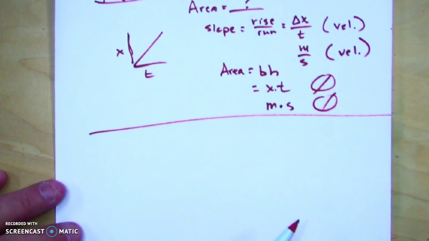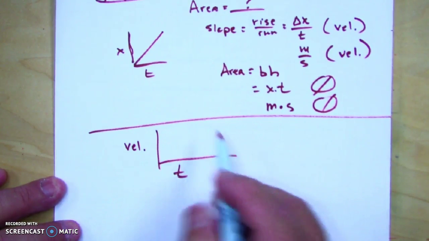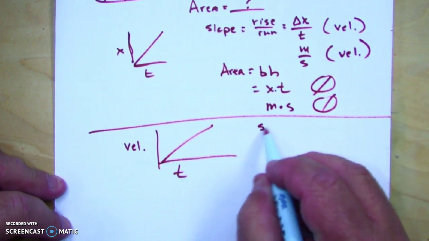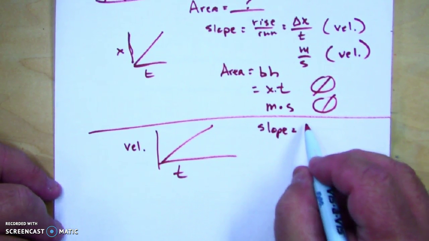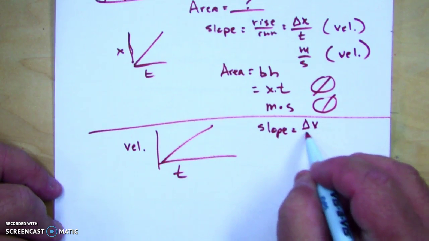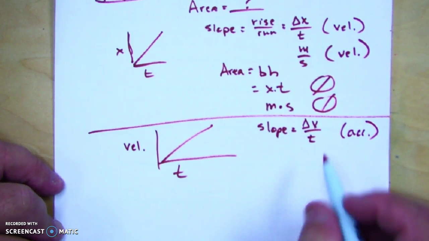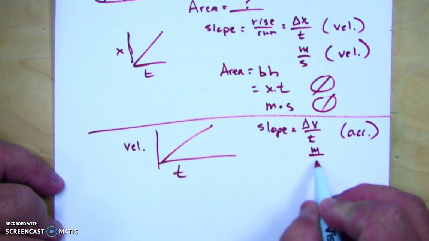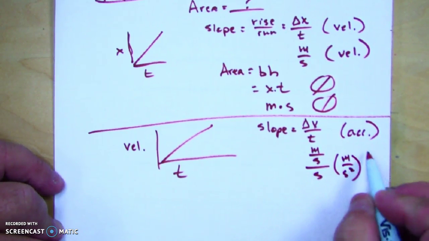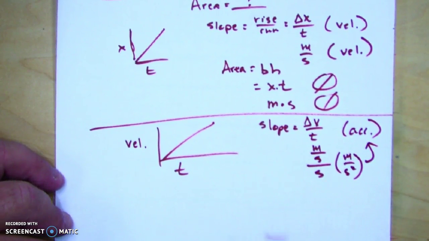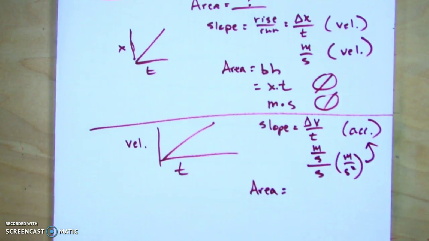So let's take a look at another one, a velocity time graph. Now with a velocity time graph, and again I'll just put that shape on it, let's do the same thing. Slope is going to be rise over run, which is delta v divided by t, and of course that's acceleration. You can also do it with units. It's going to be meters per second divided by seconds, which is meters per second squared, which also tells us acceleration.